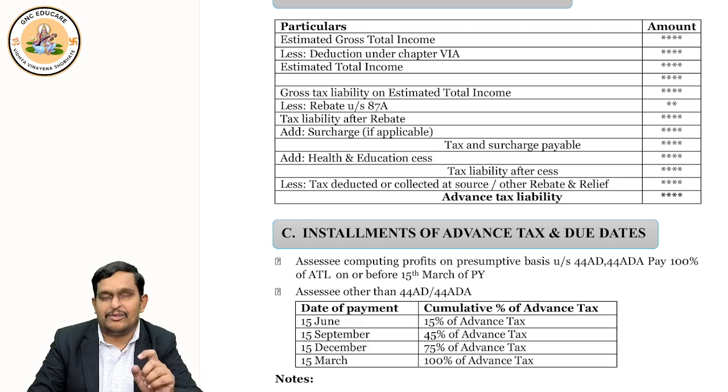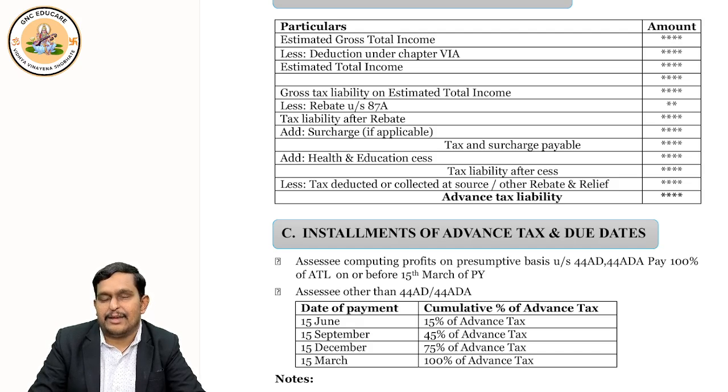Okay, very good. Once you get estimated total income, you have to calculate gross tax liability. Once you calculate your tax liability, you have to deduct rebate if it is applicable to you, and add surcharge if it is applicable to you. If your income is super income, surcharge is applicable. Add that, and after adding surcharge, you will add health and education cess. So you get your tax liability.